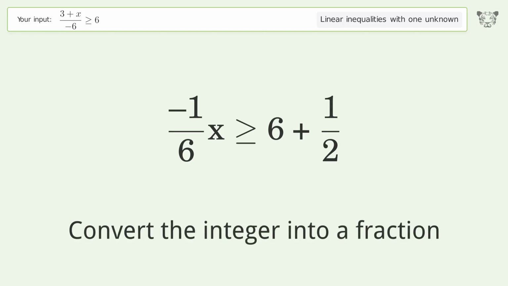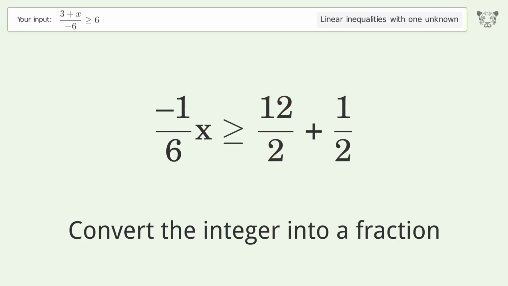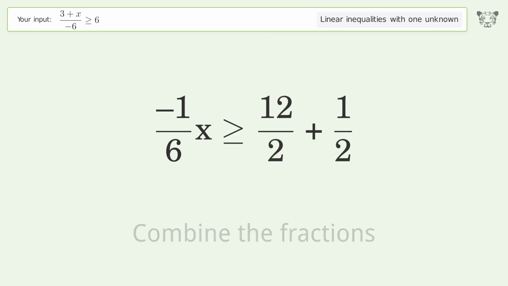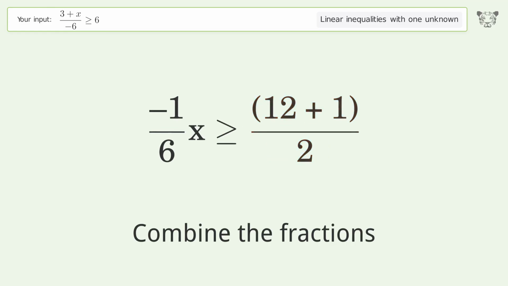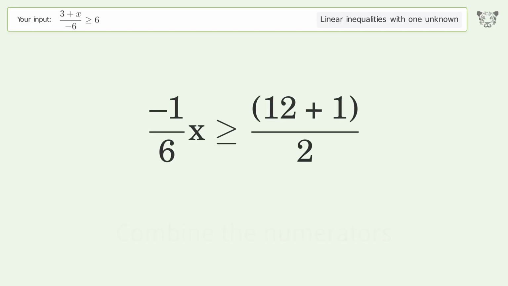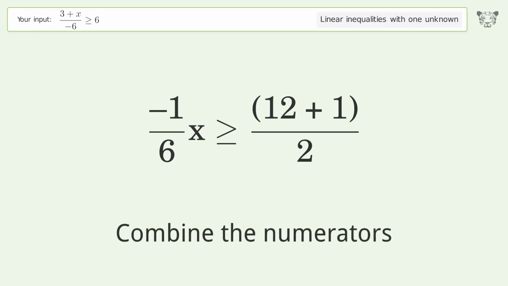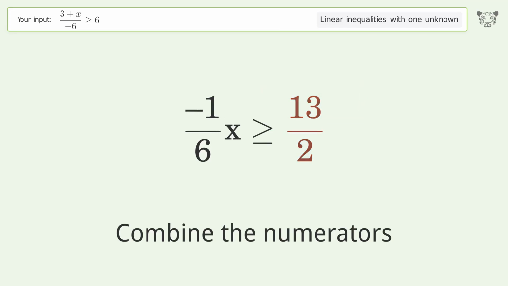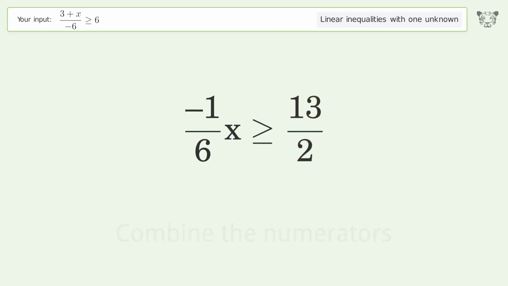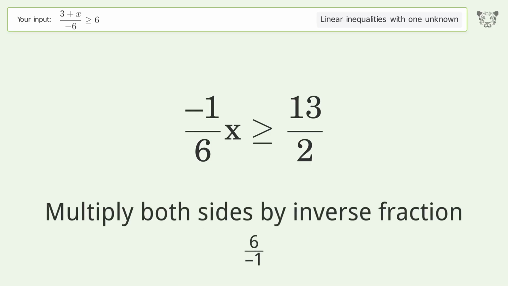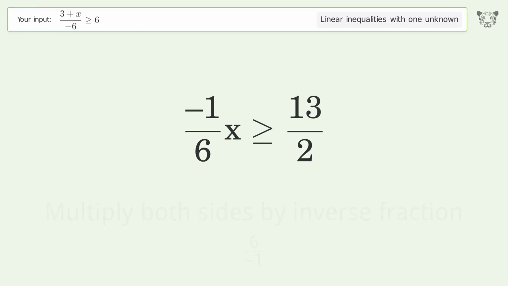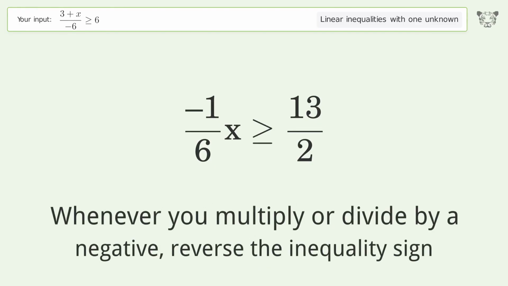Convert the integer into a fraction. Combine the fractions. Combine the numerators. Isolate the x. Multiply both sides by inverse fraction 6/(-1). Whenever you multiply or divide by a negative, reverse the inequality sign.